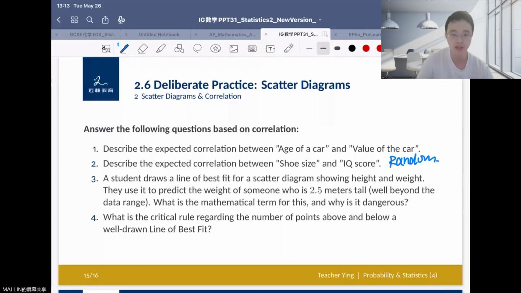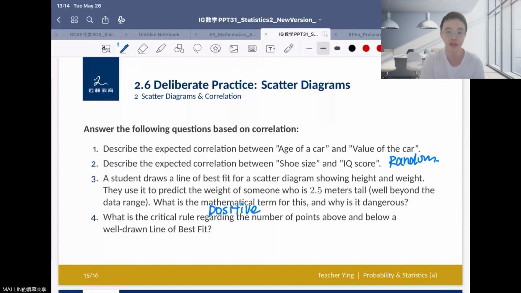The third problem is that a student draws a line of best fit for a scattering diagram showing height and weight, and uses it to predict the weight of someone who is 2.5 meters tall. What is the mathematical term for this? We can say it's a positive correlation, right? And why is this dangerous? Because sometimes a person is very tall but very thin, and another person is very short but has a very big weight. These are possible situations, so this may be dangerous for the prediction.